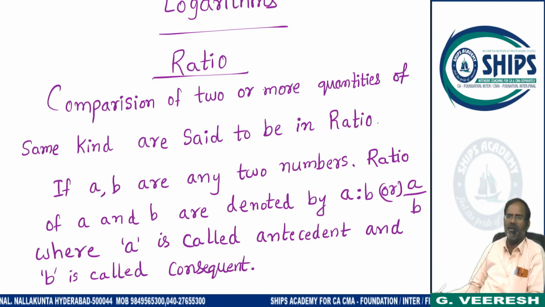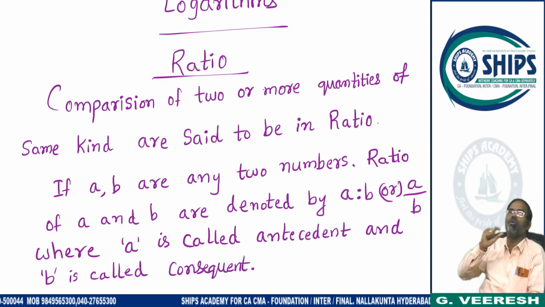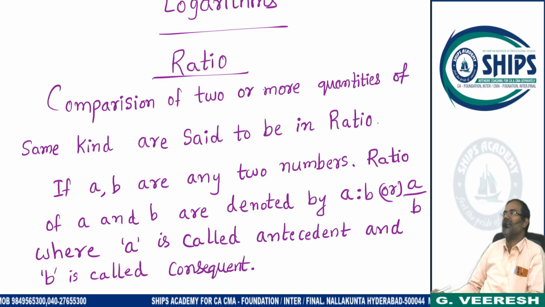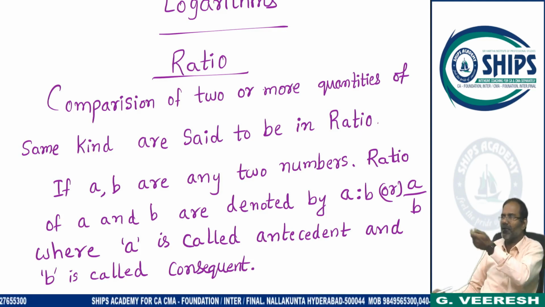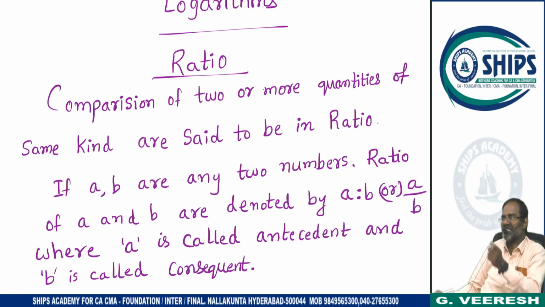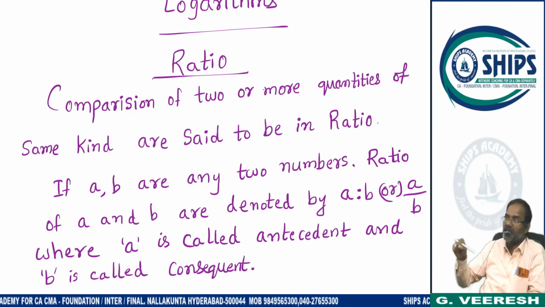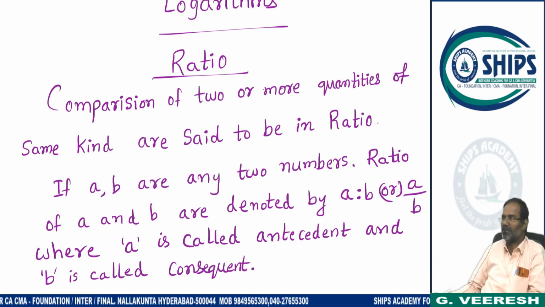Which one is more? 5 kilometers is more, or 2,000 meters are more? I have to compare only the same units. Same kind means kilometer to kilometer only I should compare. I cannot compare kilometer to meter, or lakhs and thousands. So lakhs with lakhs only or thousands with thousands only I have to compare, not with different units. That's why the comparison of two or more quantities of the same kind is said to be a ratio.